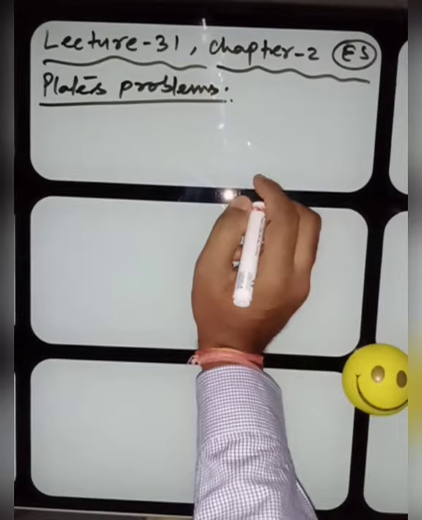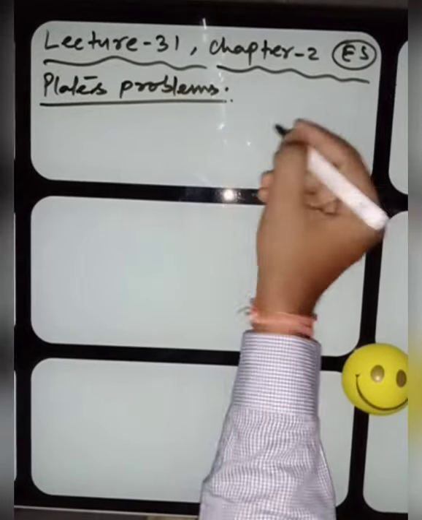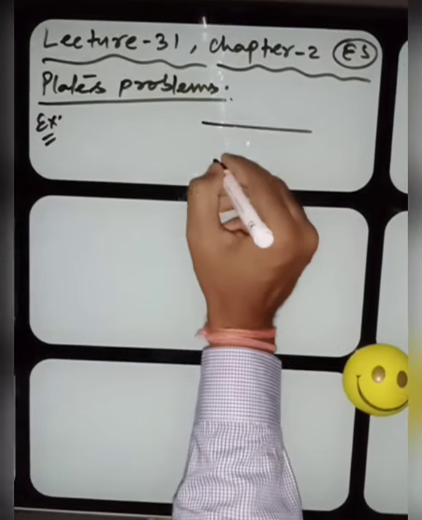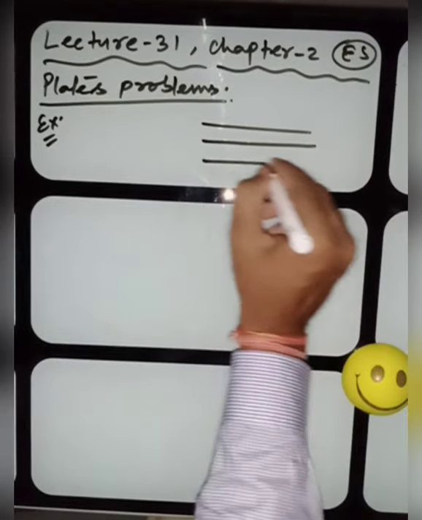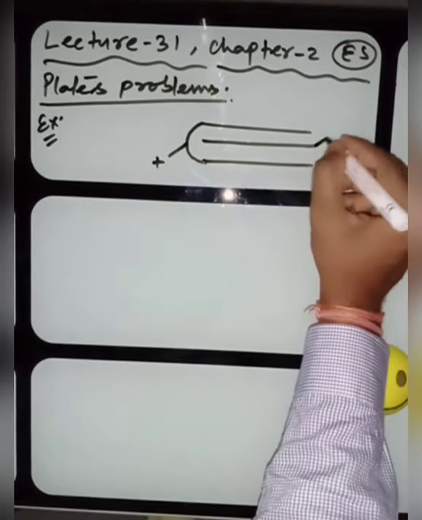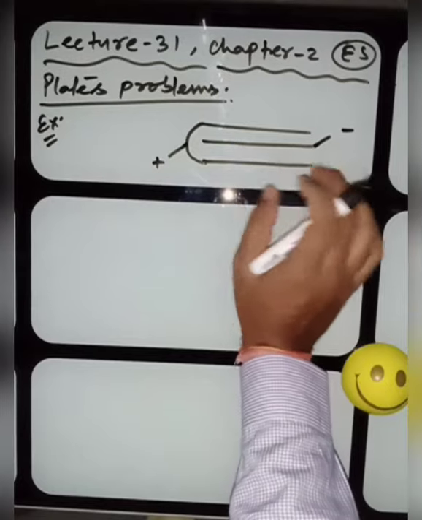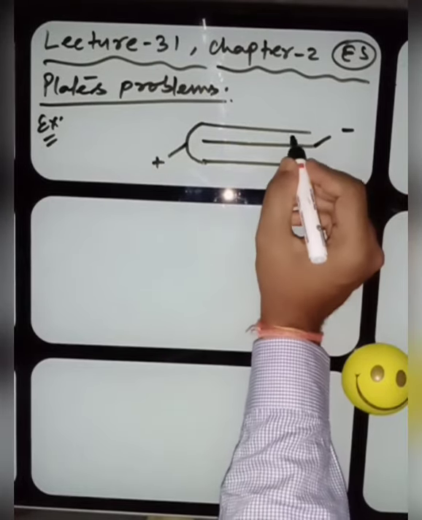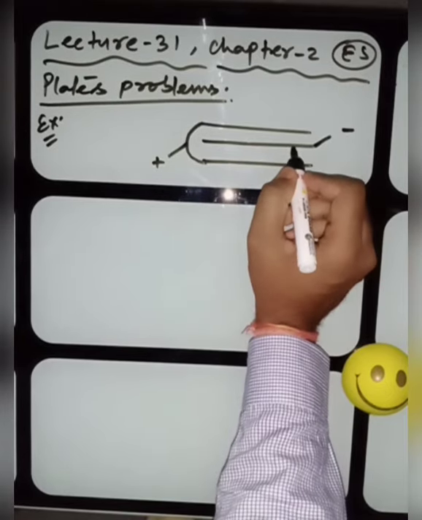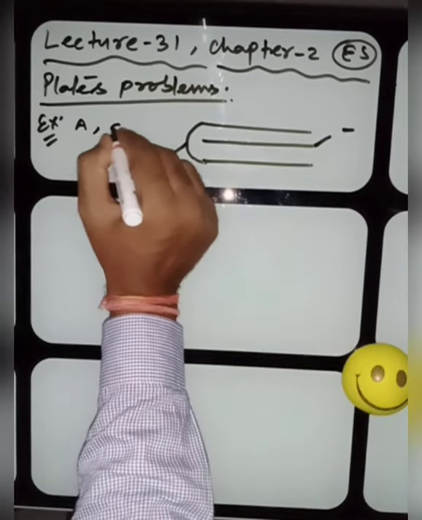Okay, so my dear students, I'm directly explaining the concept with the first example. Suppose this is a plate, and this one is connected to the positive terminal and this one is connected to the negative terminal. You have to find the equivalent capacitance of these plates. Here the space between the plates is air and the separation is D. The plate area is A. A is the area and D is the separation.